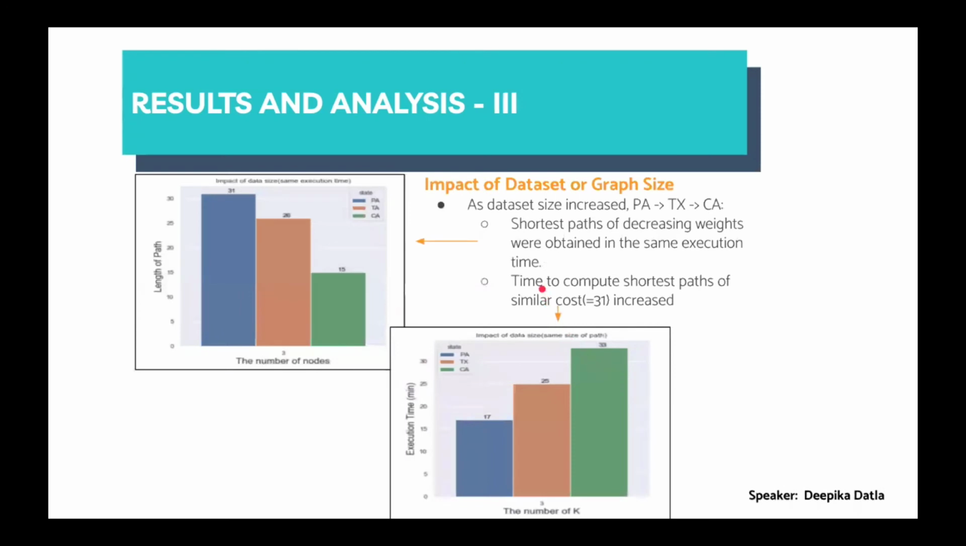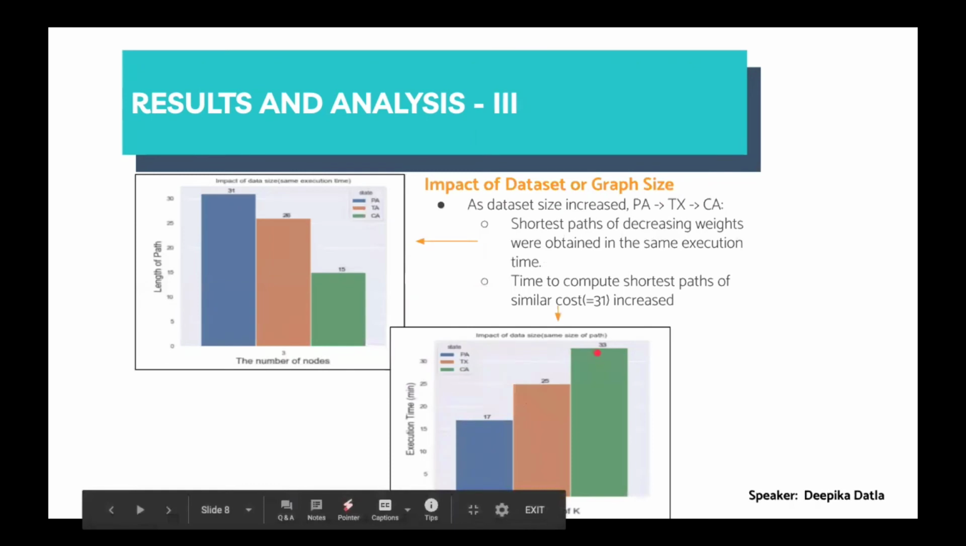Another factor is the impact of the graph size, which relies highly on the number of nodes and the connections between them. We used the Pennsylvania, Texas, and California state road networks for this. Based on the experimentation results, as the dataset size increased, the shortest paths of decreasing weights were obtained in the same time, and when equal weight shortest paths were desired, the execution time increased as dataset size increased.